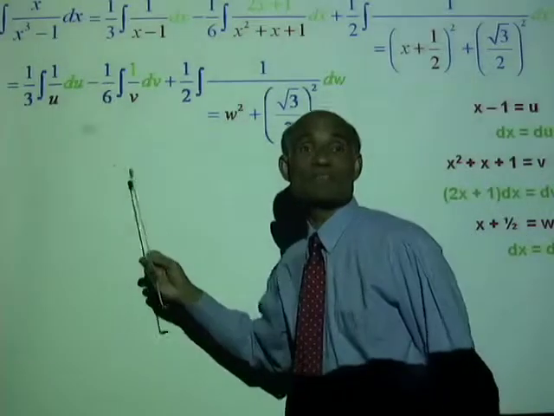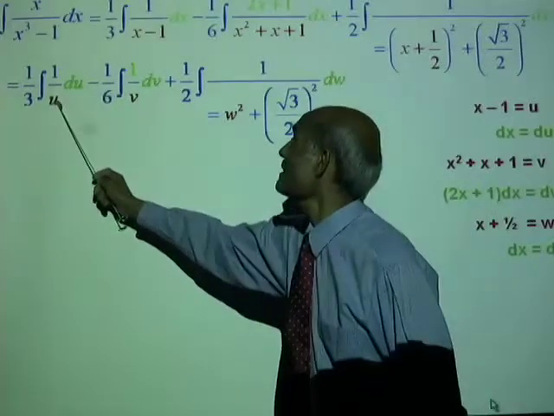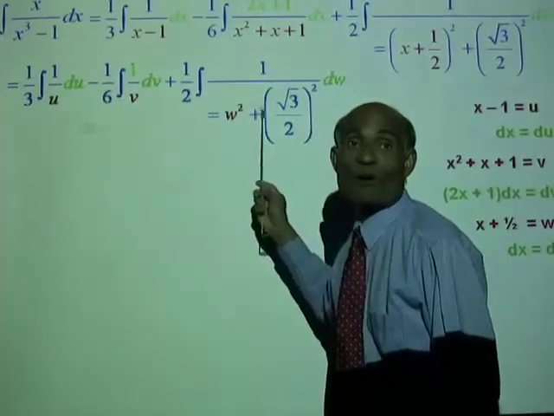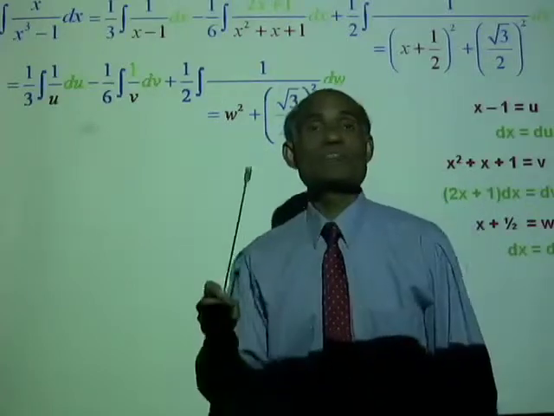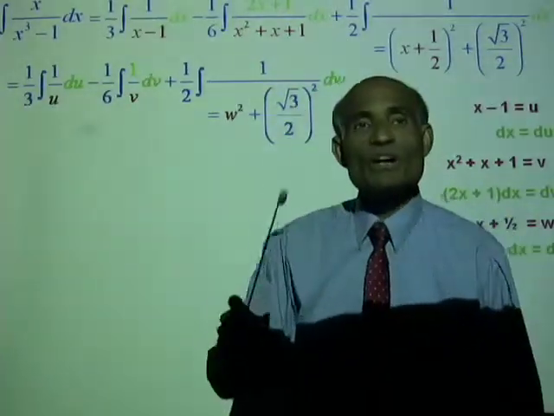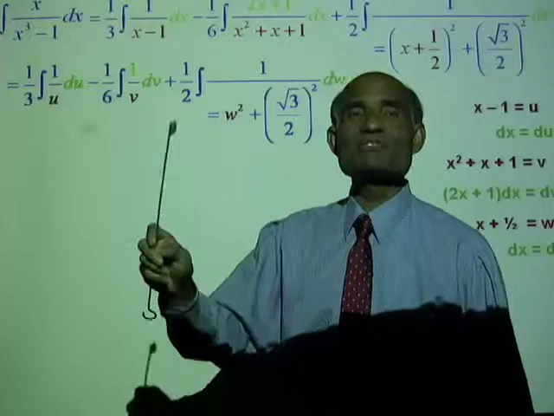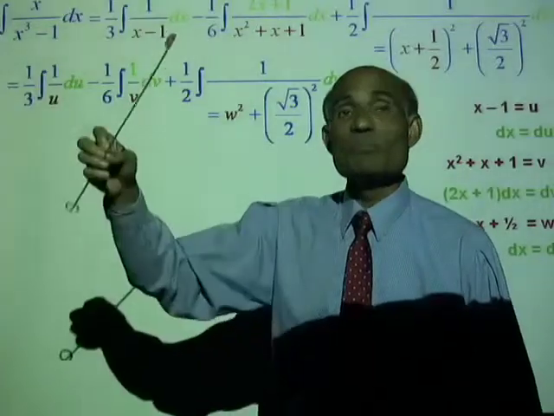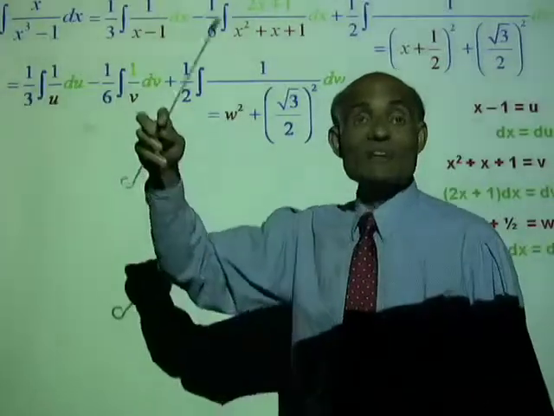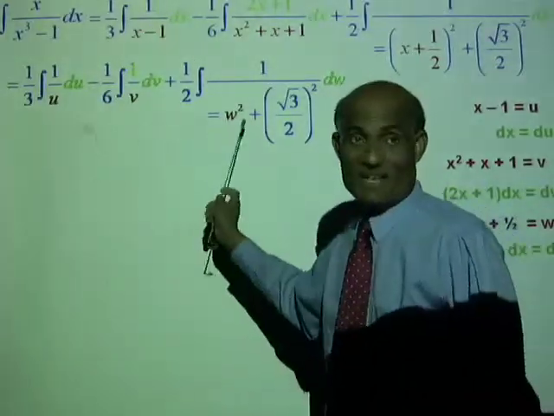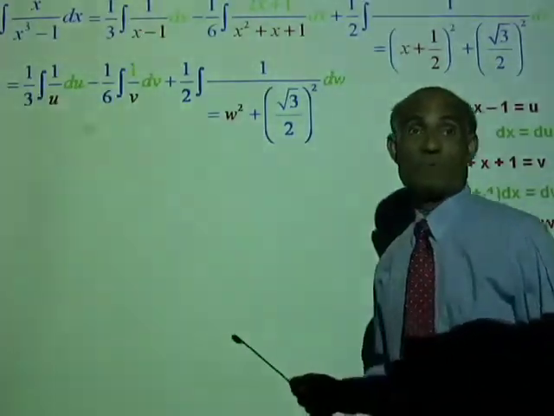All these can be integrated. This is the ln form, this is the ln form, this is the arctan form. What is the integral of 1 over u squared plus a squared du? It'll be 1 over a arctan u over a. In our case, that u is w.